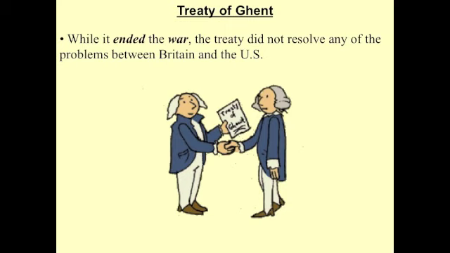So on December 24th of 1814, representatives of both nations met in Belgium, and they decided to sign the Treaty of Ghent, officially ending the war. All the boundaries between the US and British were returned back to normal before the war, so nothing was really gained by entering into this war with Great Britain.